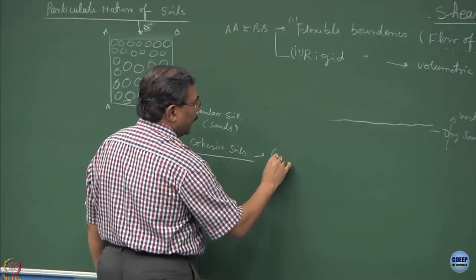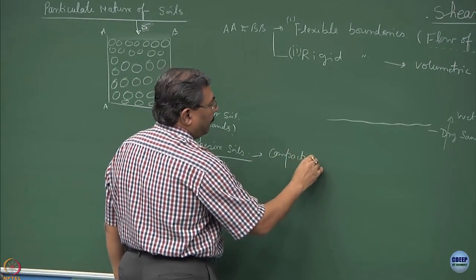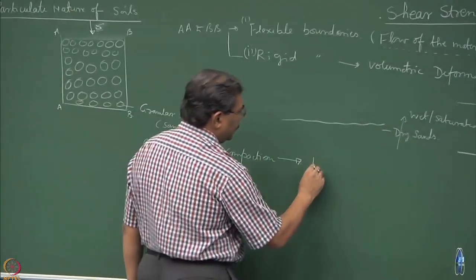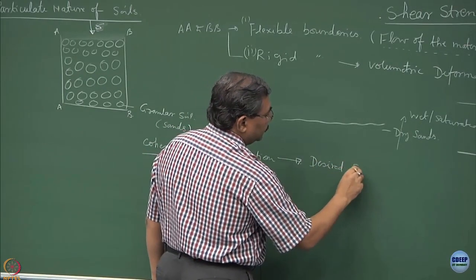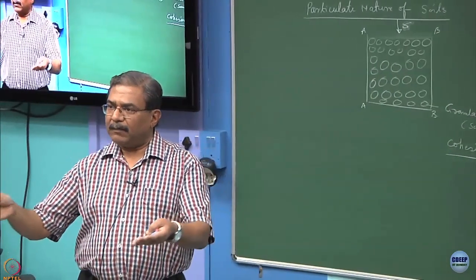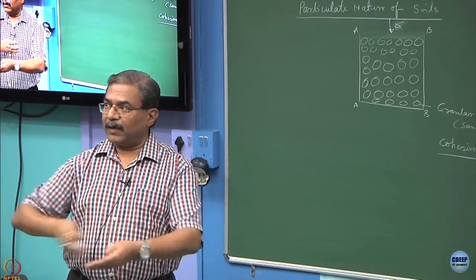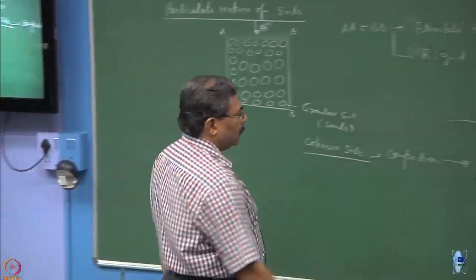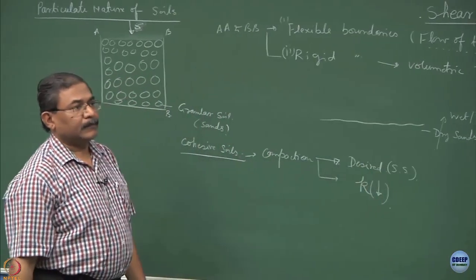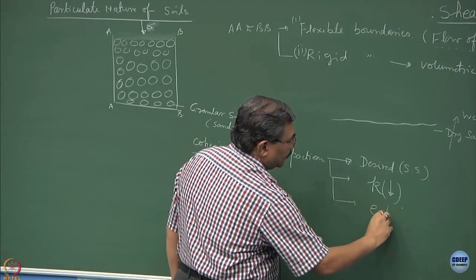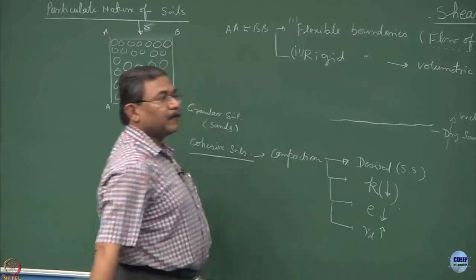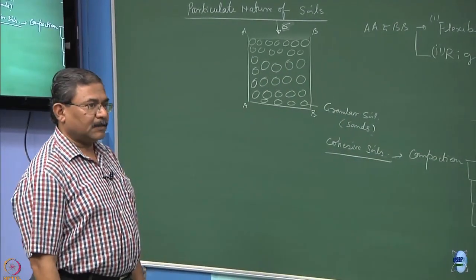So, cohesive soils, when you compacted them, compaction would result in the desired shear strength. What else? I am bringing down the permeability. I do not want water to pass through the systems which I have created. So, this was the K value I would like to decrease. Void ratio decreases, gamma d increases, clear? Is this correct?